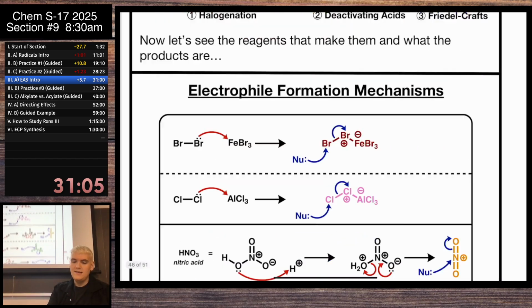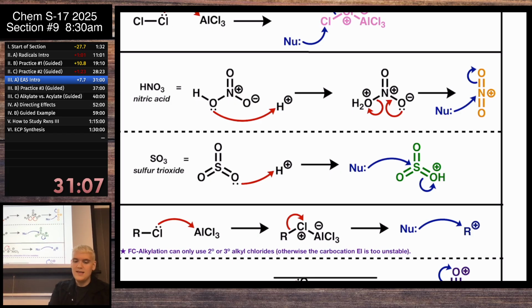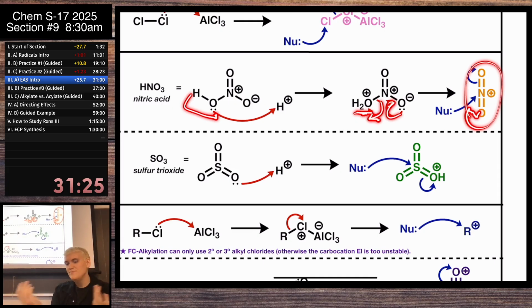And for these, we use HNO3, which is nitric acid. We need to get NO2+. The way I remember it is I look at NO2+ and I say, okay, how did we make this? Well, we needed a leaving group. We needed an alcohol that we turned into water. And then we did a lone pair push and kicked it off.